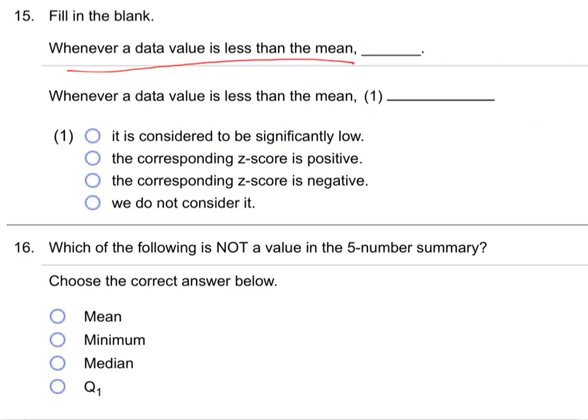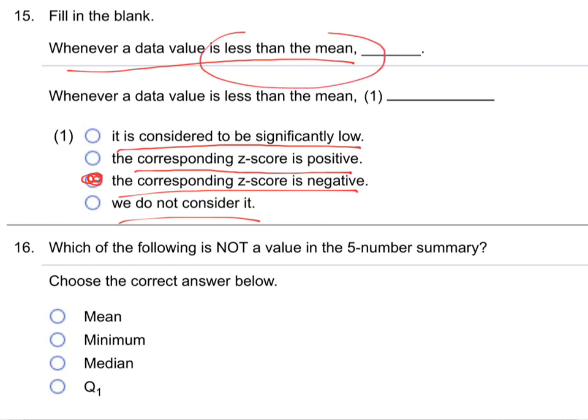Whenever a data value is less than the mean, what's true? It's considered to be significantly low. The corresponding z-score is positive. The corresponding z-score is negative. We do not consider it. Yeah, negative is correct. Whenever a number is less than the mean, less than the middle, below average, then its z-score is negative. Remember what z-score is? Do you have a feel for z-score? Number of standard deviations above or below. Positive above, negative below. So we'll go over that in the practice exam.